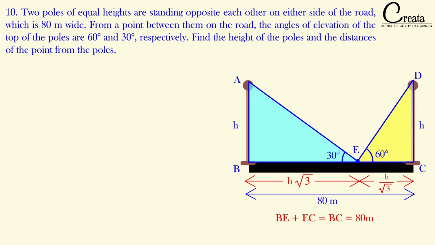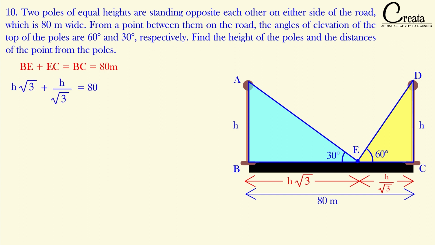BE plus EC is equal to BC, that is the total length of road, which is given as 80 meter. Let's put the value of BE and EC. We got H root 3 plus H upon root 3 is equal to 80. We got this equation that we were talking about. The only variable in this equation is H. We can easily solve this equation and get the value of H.